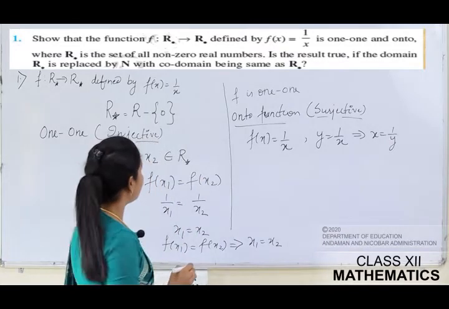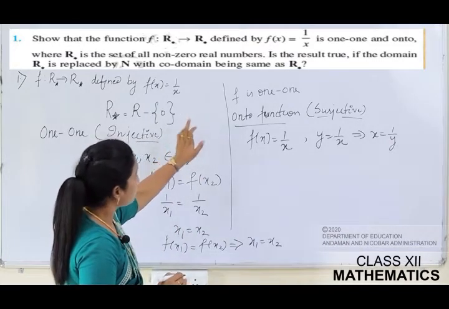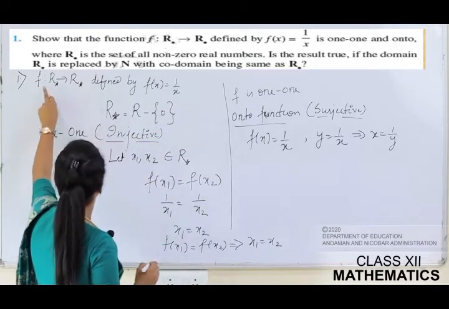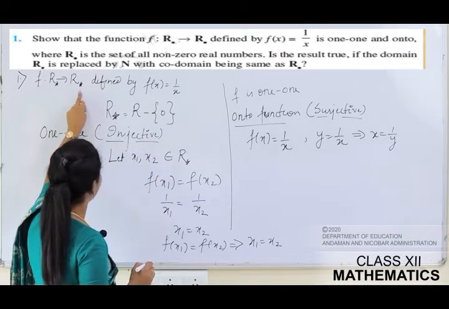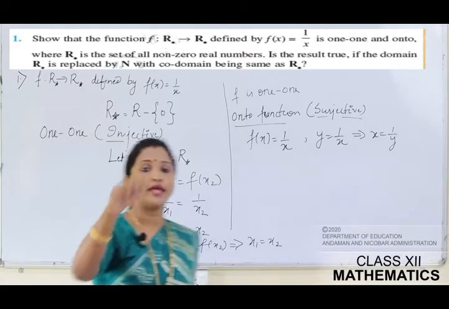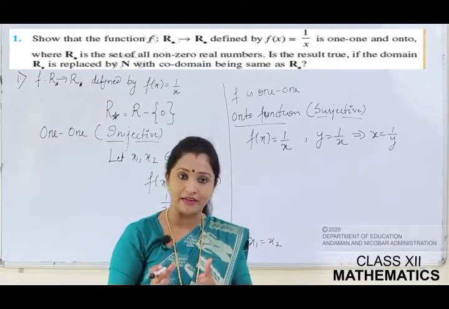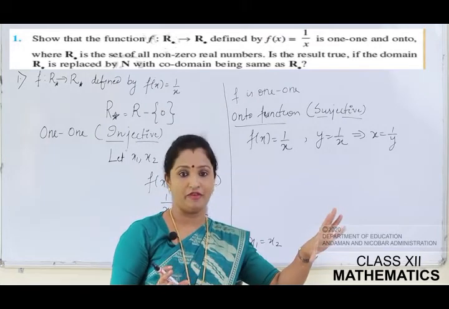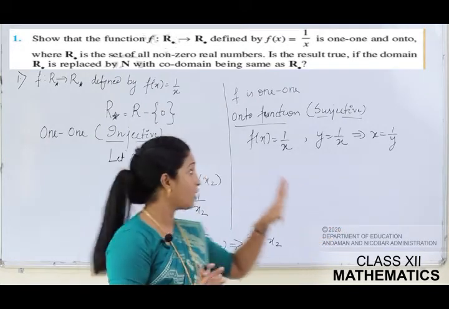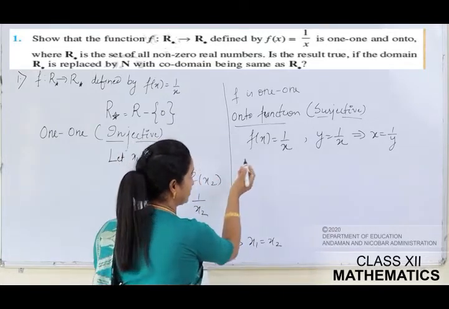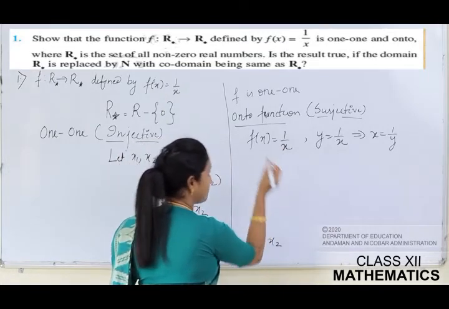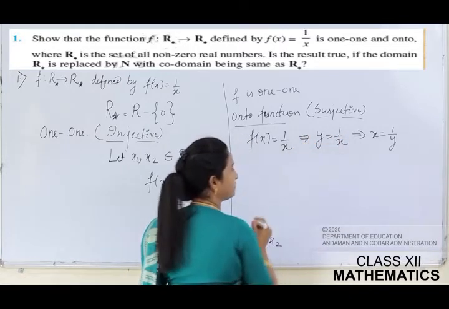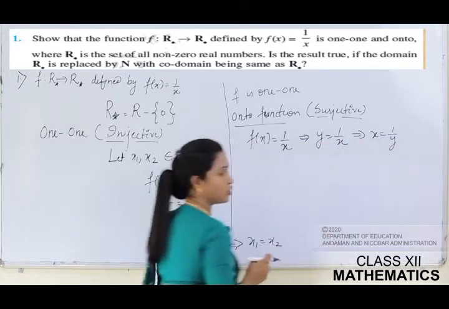Here you look carefully, you see this is an onto function also. Why? Because it is a mapping from R star to R star. Any element if you take it in the codomain, it will definitely be the image of some element of X. Take any element. So how can you show this mathematically? f(x) is 1 by x, that means y is equal to 1 by x, and that implies that x is equal to 1 by y.